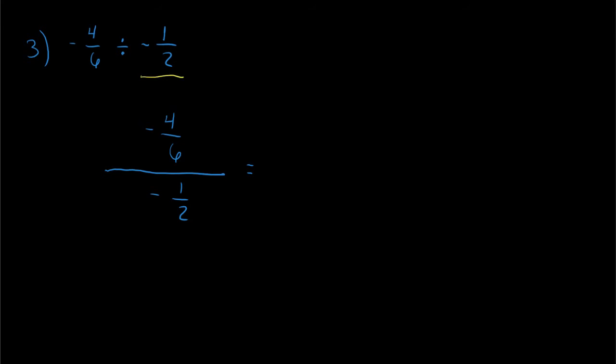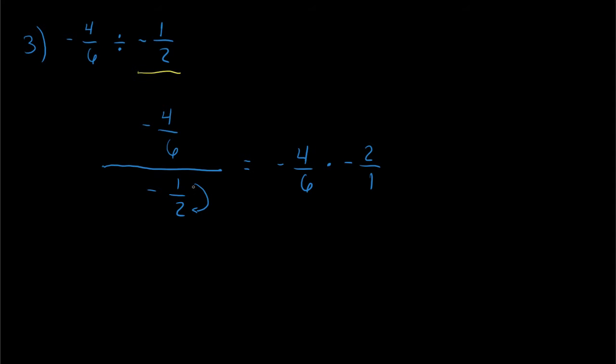Okay, so we're going to rewrite our -4/6. And then we're going to flip the bottom fraction and multiply. So what that means is to take what's called the reciprocal. You just take the top number and put it on the bottom, and the bottom number and put it on the top. And that's your new fraction. Okay, now we're going to multiply. Same thing as before. We have a -4 on the top times a -2, which is going to give us a +8. And 6 times 1 on the bottom gives us 6. This one will also reduce to 4/3.